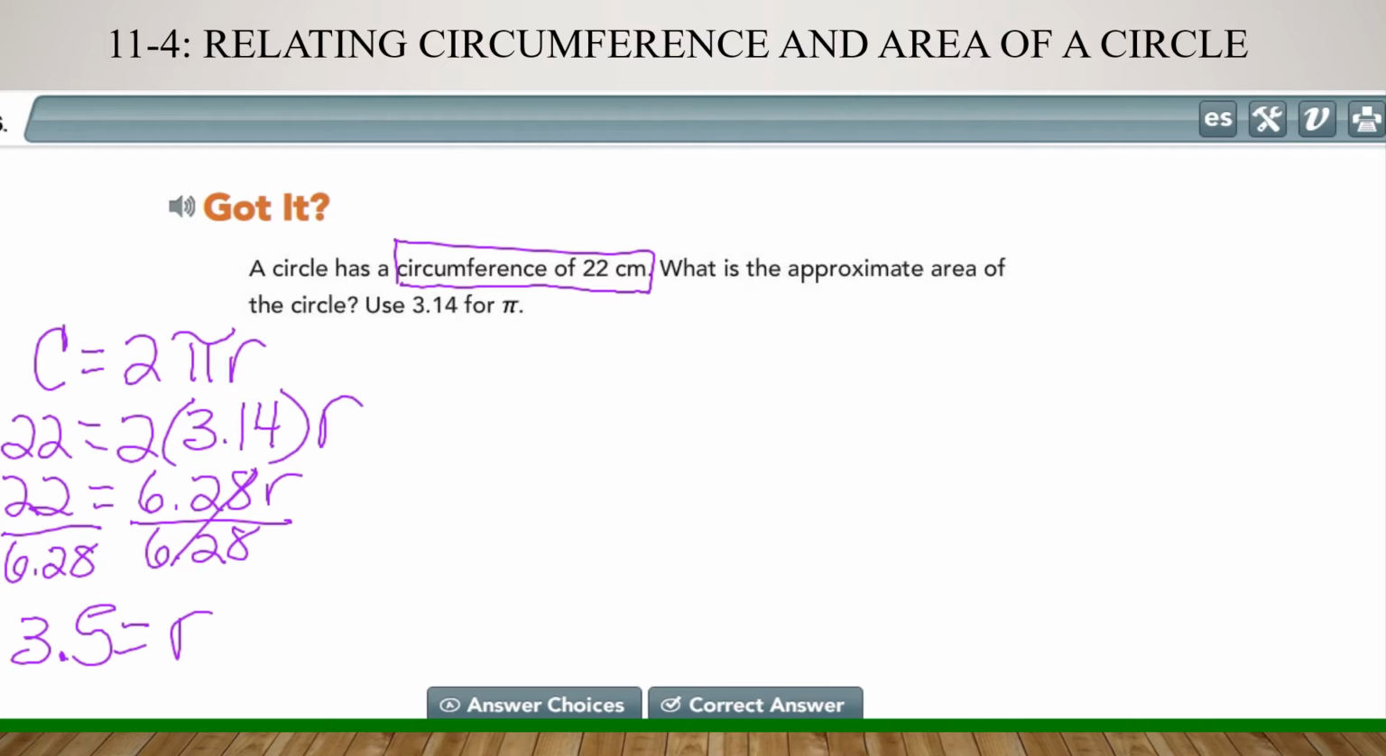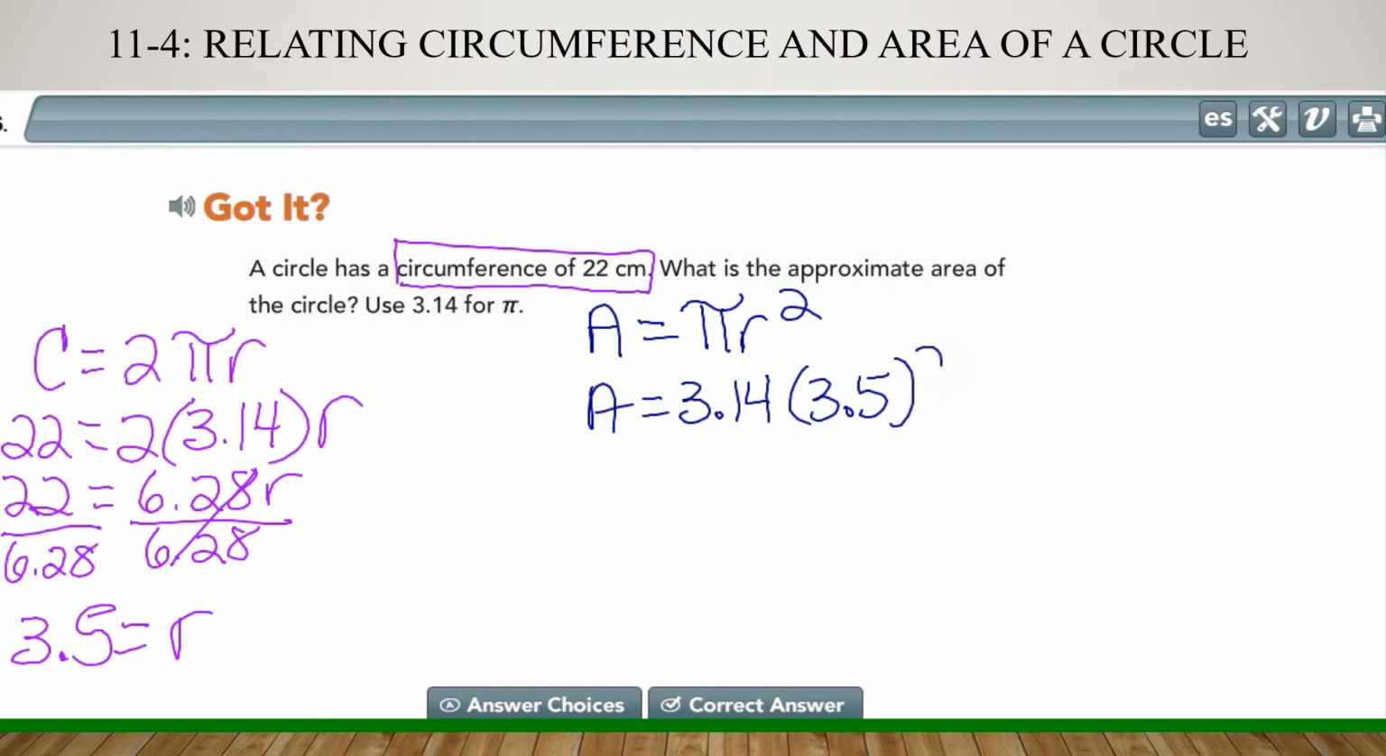Now I can figure out what the area is by using the formula, which is area equals pi times the radius squared. I'm going to substitute 3.14 in for pi, and we found out the radius was about 3.5, and I'm going to square that. Again, it doesn't matter if you put the square inside or outside of the parentheses. So first I'm going to square 3.5. That means 3.5 times 3.5, and when I multiply that, I end up with 12.25.